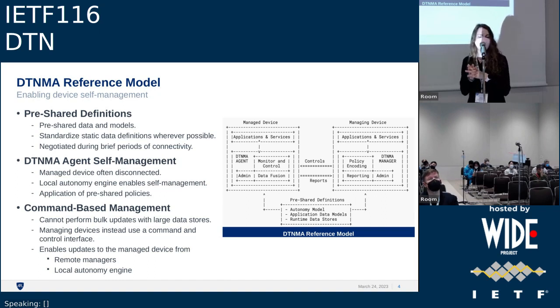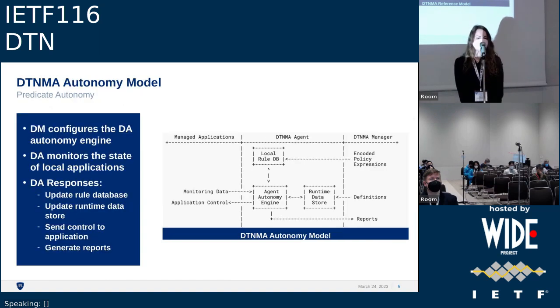And then finally, we're taking the route of command-based management. Because we're in this challenged environment, we aren't using bulk updates and large data stores. Instead, we provide the managing device with a command and control interface, which allows the exchange of information like policy to configure that autonomy engine. Next slide, please.